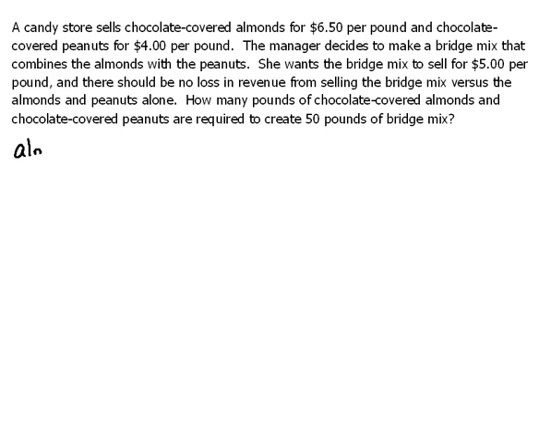So first things first, I'm going to list out my variables. We've got almonds, which I'm going to call A, and we have peanuts, which I'm going to call P. Now we're going to be adding together some chocolate-covered almonds and some chocolate-covered peanuts to create a bridge mix. We don't know how much of either one that we need to mix together, but we know that we're going to have 50 pounds total. So that means that the almonds plus the peanuts together have to equal 50 pounds.